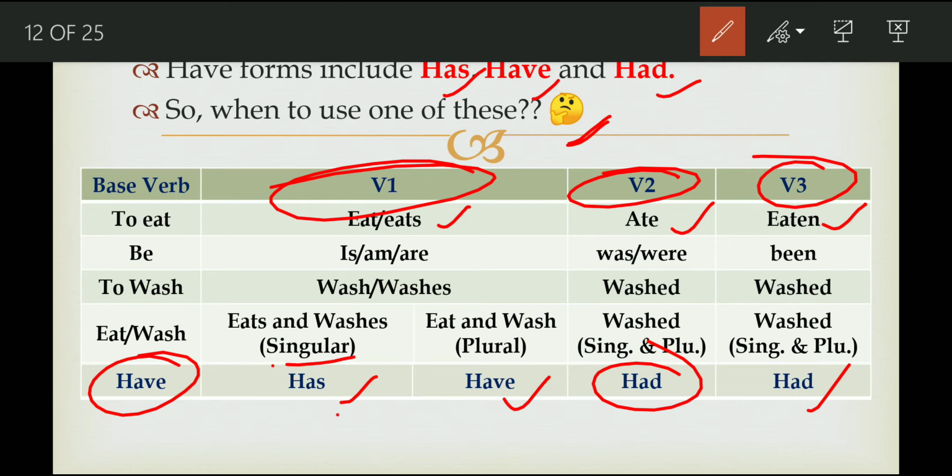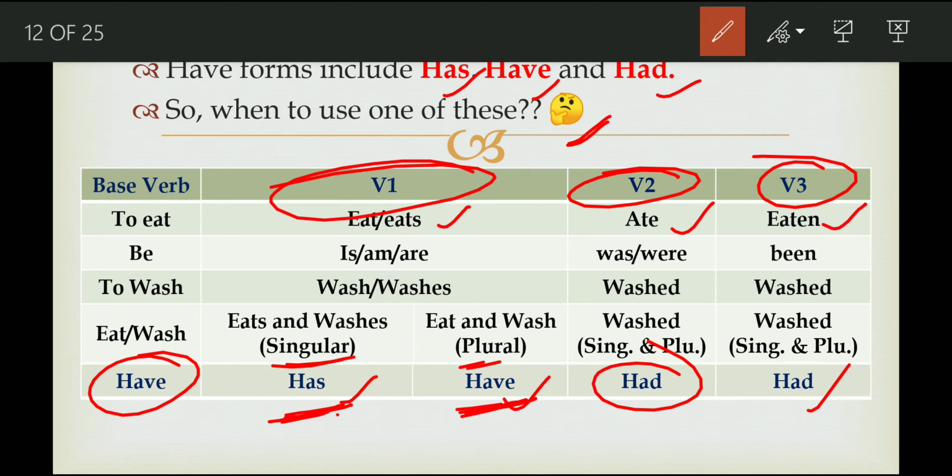Now, has is a singular one and have is a plural one. The classification is, for example, eat or eats we use in v1. Eats is a singular one, eat is a plural one. Similarly, has is a singular form of verb, have is a plural form of verb. Just remember this. So has we use for singular subjects, have we use for plural subjects and first person and second person singular. Just remember this, you can crack it very easily.